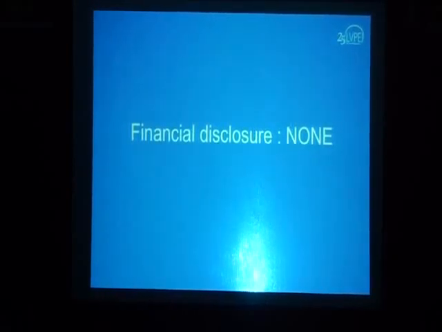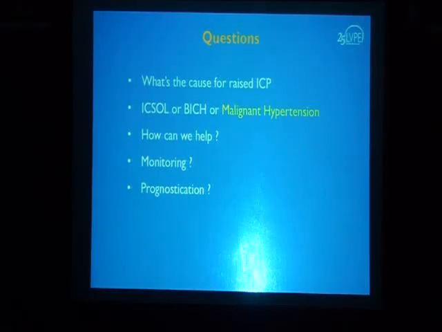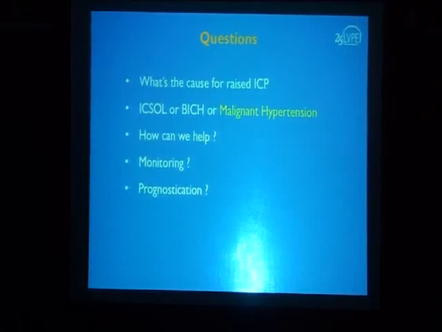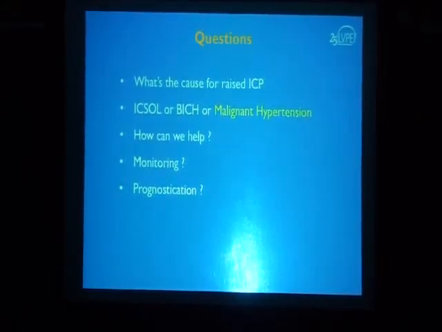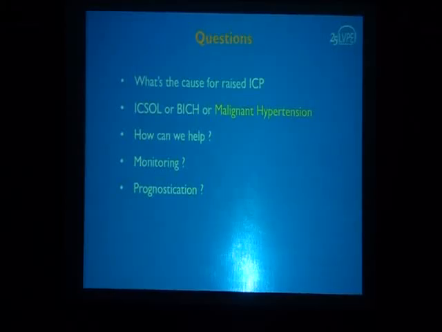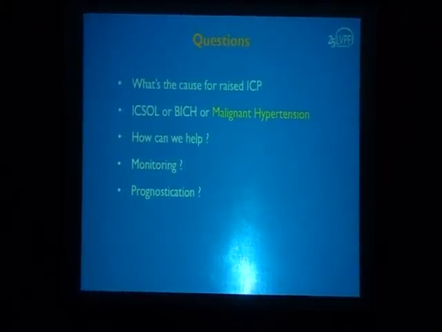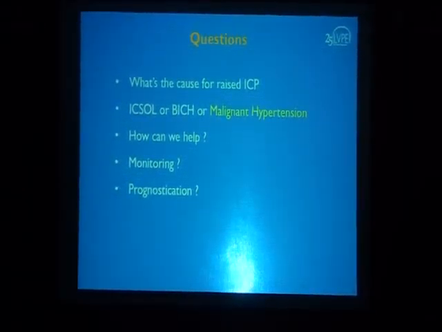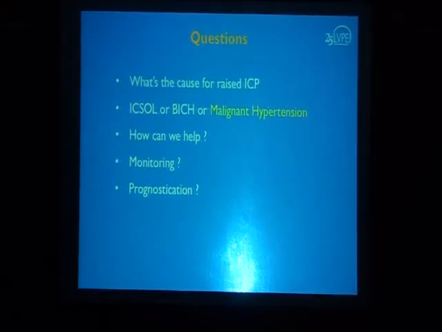I do not have any financial disclosure. The question an ophthalmologist should be asking is, what's the cause for raised ICP here, whether it's a tumor, BIH, or malignant hypertension, because this is very, very common. Think of common things first and then go into the other things. And how can we help, and how do you monitor, because you need to keep sending inputs to the neurologist, and how can we prognosticate; this is where some of the newer tools can help.